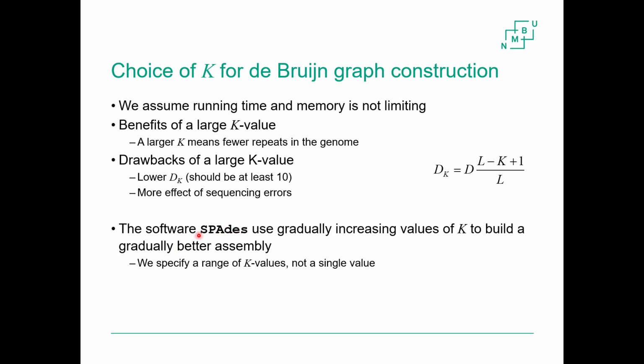In SPAdes, the software that we are going to use in this course, they have solved this by not choosing one k but a range of k values. So starting out with a small k value, try to assemble as good as you can, and then when you're done with that, you start all over again with a slightly bigger k value, but then you also make use of the results from the first round to try to improve, and then choose gradually increasing k values.